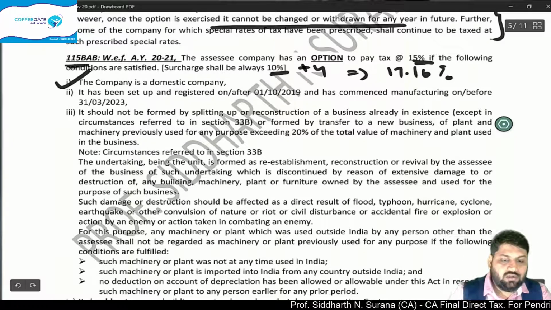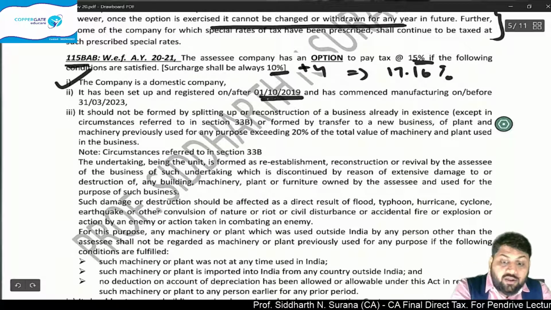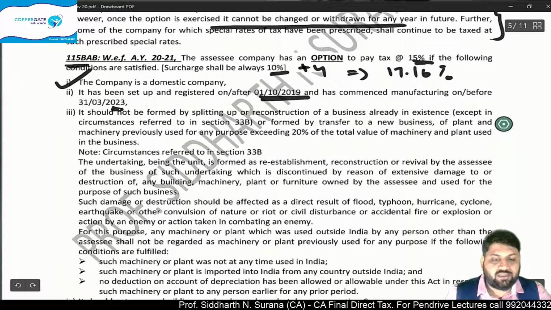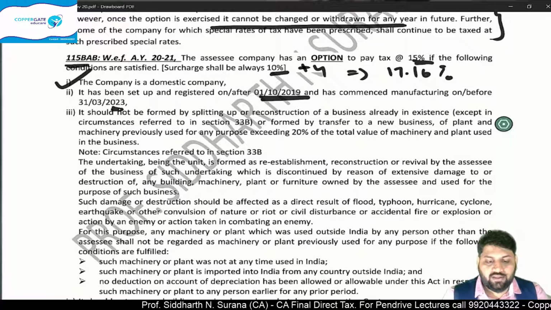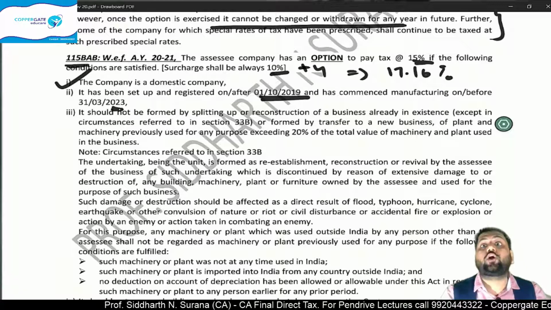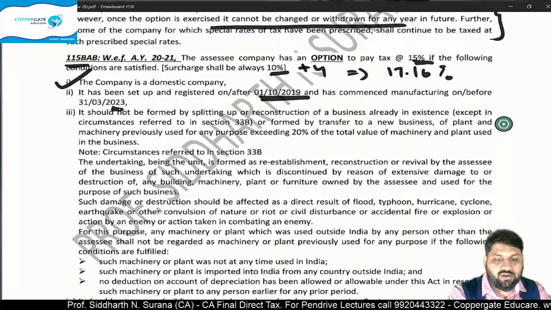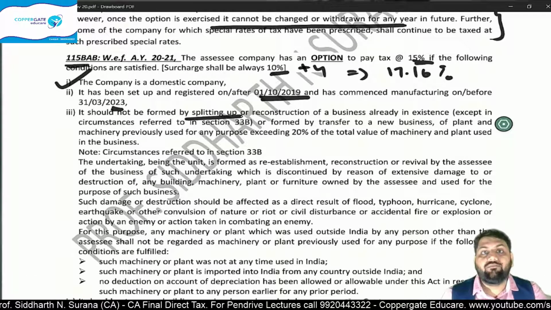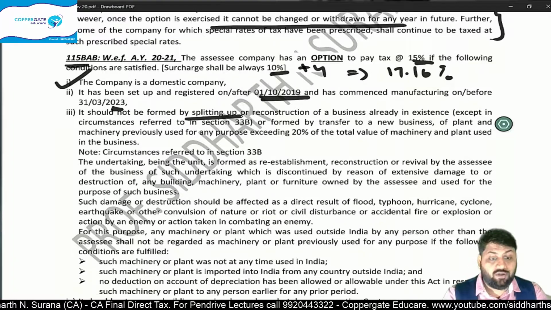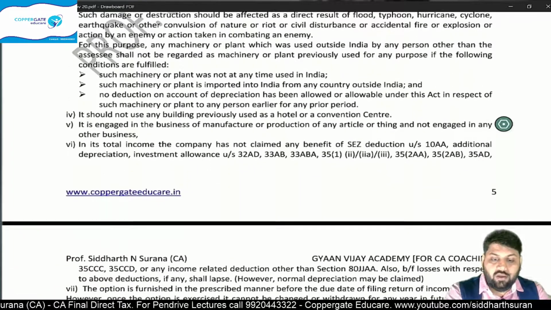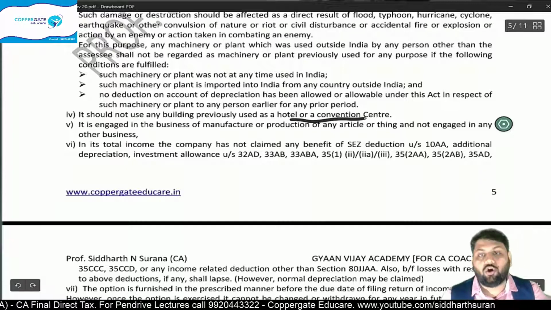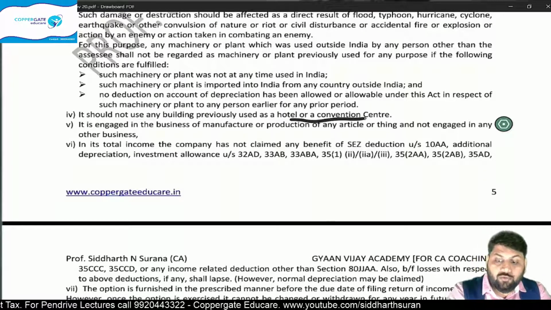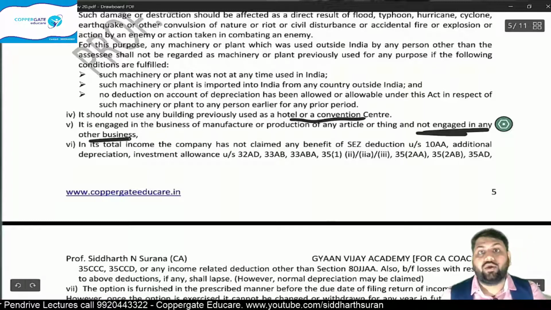What are the conditions? It must be a domestic company, a new company incorporated on or after 1st October, and it starts manufacturing before 31st March 23. You should not dissolve an existing company and create a new company. That is clearly written. It should not be splitting up or reconstruction of an existing business. That is not going to be allowed. That means it should be an altogether new company. The building that you are using should not have been used earlier as a hotel or convention center. Another condition: you should be doing only manufacturing and not any other business.